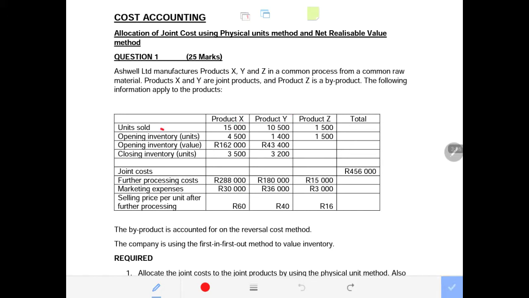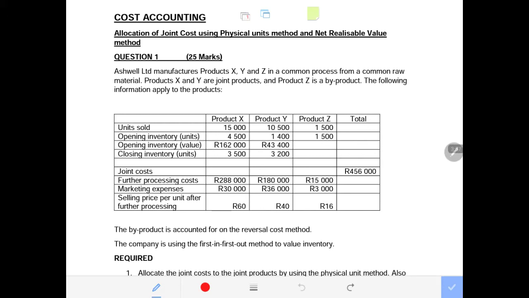We are given the units that were sold: 15,000, 10,000, and 1,500 for the byproduct. We are given opening units for the three products, and we are given the opening inventory value, 162,000 and 43,400. We are given units that were there at the end of the current period. Take note, for the byproduct there is no inventory left, meaning we sold everything that we had during this period with regard to the byproduct.